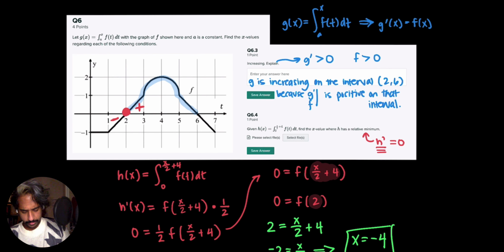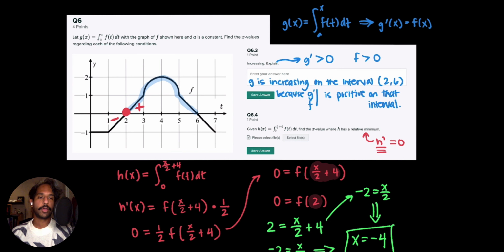Actually, I see that we can't see part of this. So let me draw an arrow up here. I subtracted 2 from both sides, so that was negative 2 equals x over 2. And then by multiplying by 2 on both sides, we got our final answer of x equals negative 4. Whew! A little tricky, a little sneaky, but it just takes a little bit of practice.